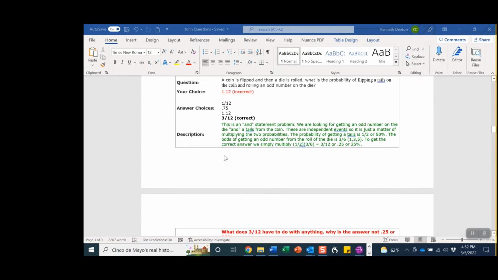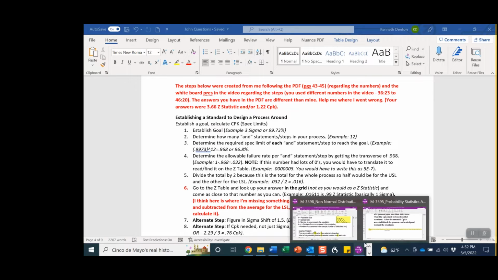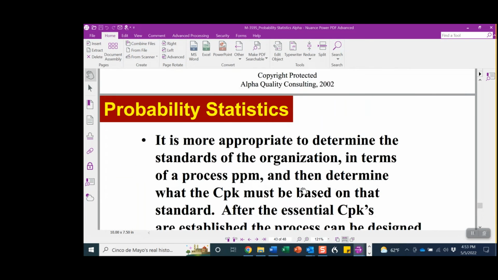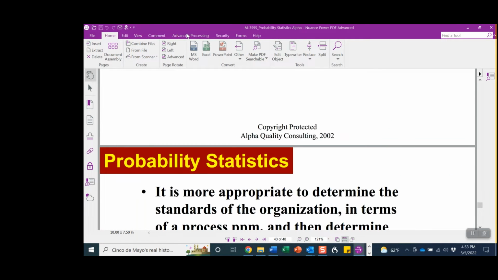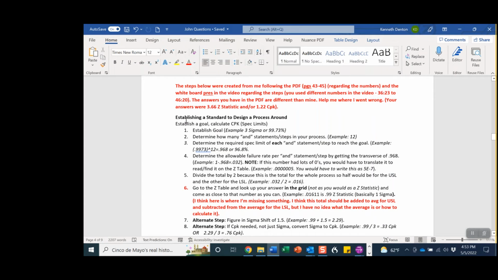probability statistics module. And in the PDF on page 43, let me pull that up real quick. Actually, it didn't matter. I pulled it up, but it doesn't make sense for what I did, because you went through step-by-step instructions on how to establish a standard to design a process around. But on the PDF, you didn't put that in there. So what I did here is I created a written step-by-step of what you did.